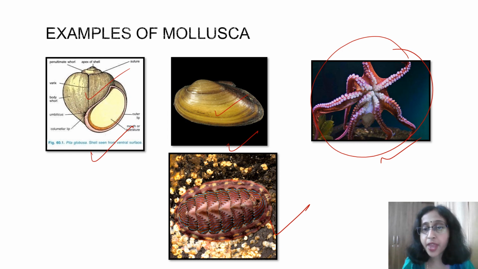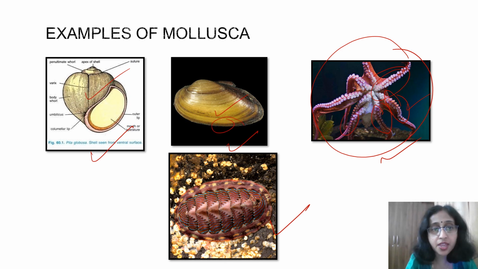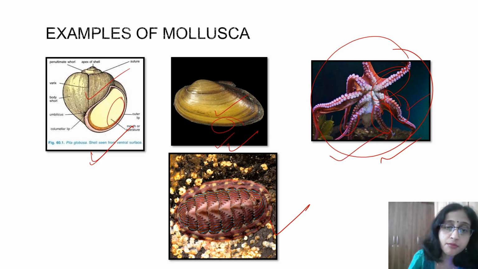Now next comes the octopus. You can see they have a muscular foot through which they are walking. All these animals have a muscular foot which provides locomotion and helps them move around. All of these have an open circulatory system, as we have told. So these are the main examples of phylum Mollusca.